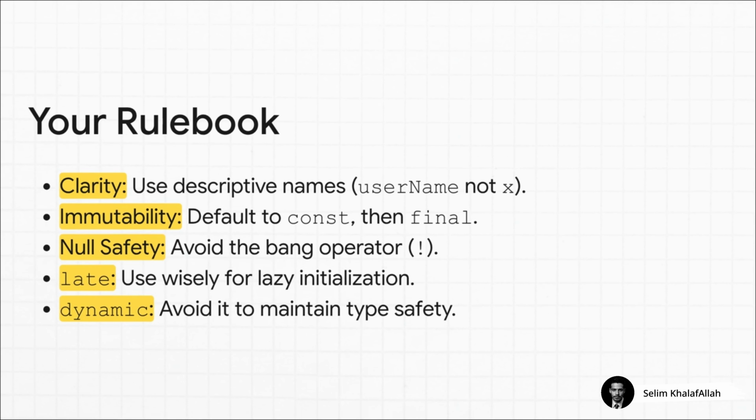So here it is. This is your rule book. Pin this to your wall. Number 1, use clear names. Number 2, go for constants first. Start with const. If you can't, try final. Only use a regular variable if it really has to change. 3, embrace null safety. It's your friend. 4, use late when it's the right tool for the job. And 5, avoid dynamic like the plague. Follow these and your code quality will skyrocket.